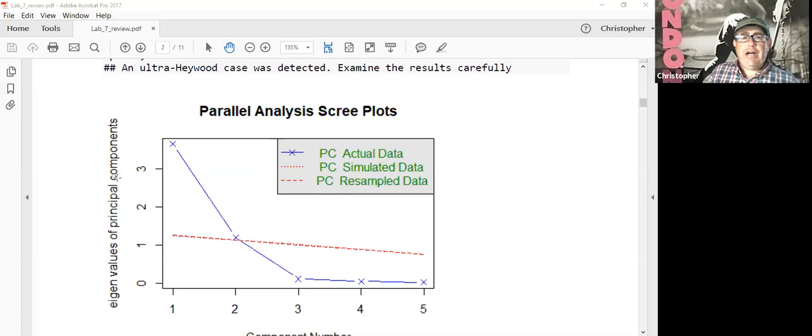One thing we see to start off with is that the first factor for that dashed line for the simulated data, it also does resample data, but generally these are on top of each other, so there's not much difference there. We get a pattern where we've got the most variance explained by the first factor, and then we're going slowly downhill until we get to the fifth factor.